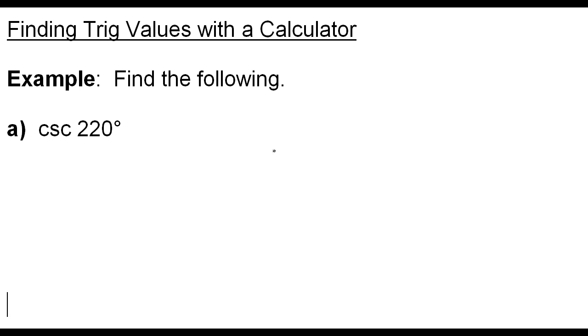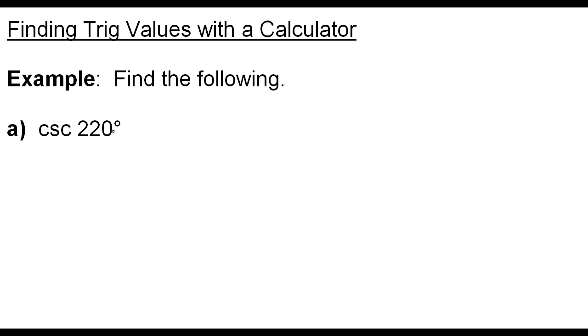Okay, we need to look at a few things on your calculator just to make sure that they're working for you. If I ask you to find the cosecant of 220 degrees, most calculators will do that without messing with reference angles. Some of the older calculators would not, and you'd have to figure out the reference angle, but just get your calculator out and make sure that this works for you.